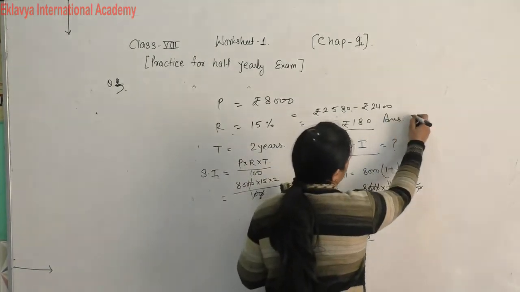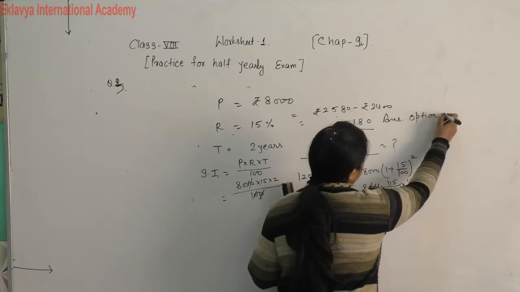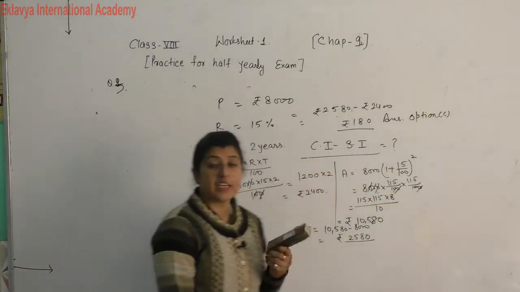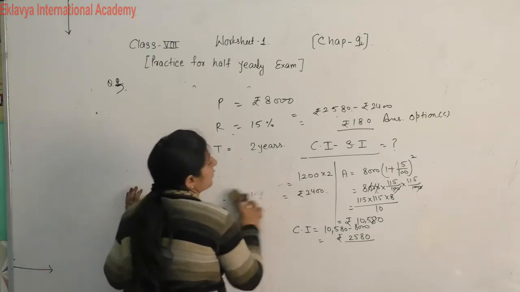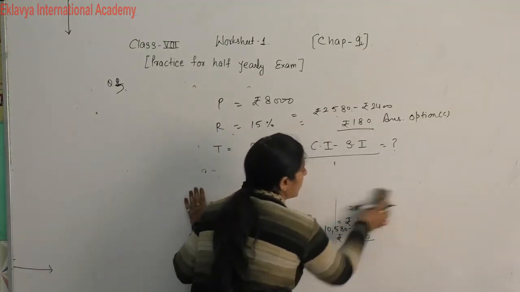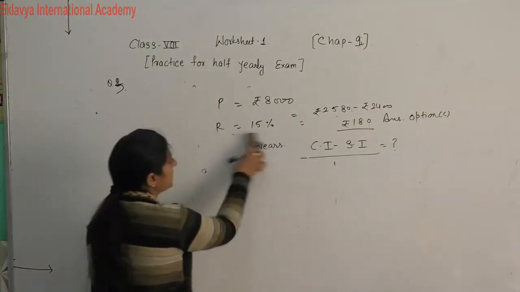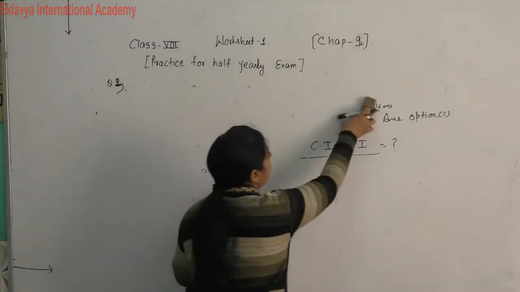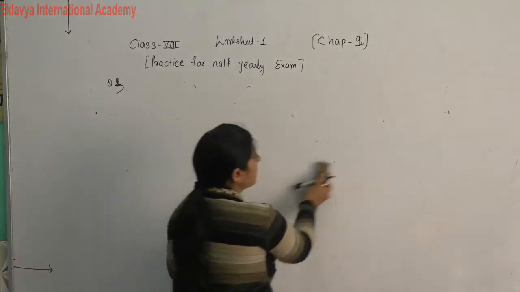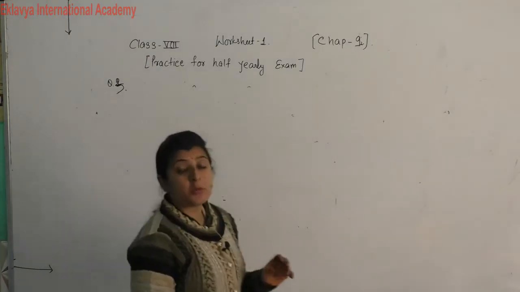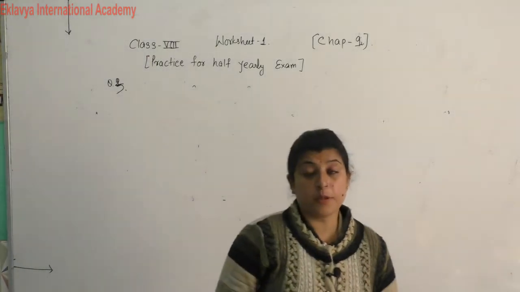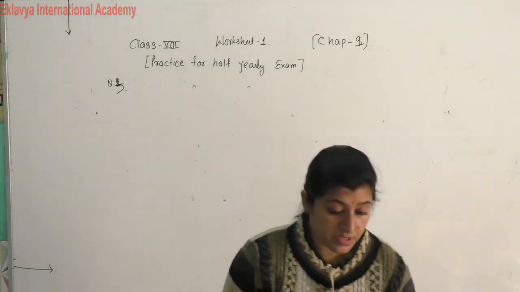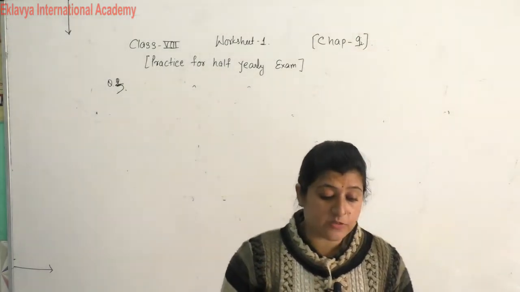Your answer is option C. Then write down this proper answer also. Whenever you are solving your MCQs, write down the complete answer, that which option is correct. If you find out the answer but you don't write down which option it is, then maybe it will not be checked by the teacher. Okay, see the next question.